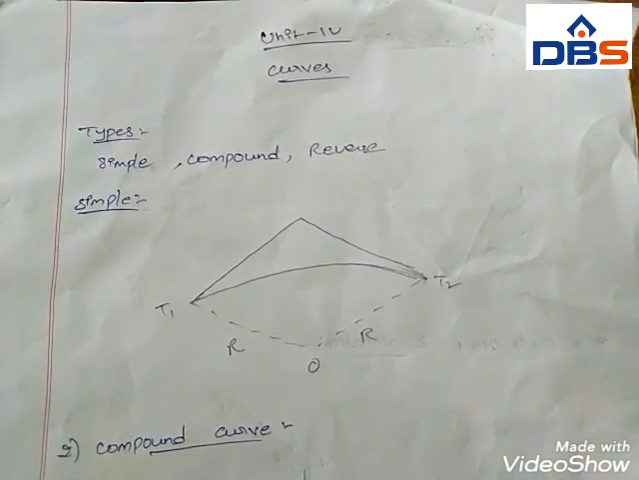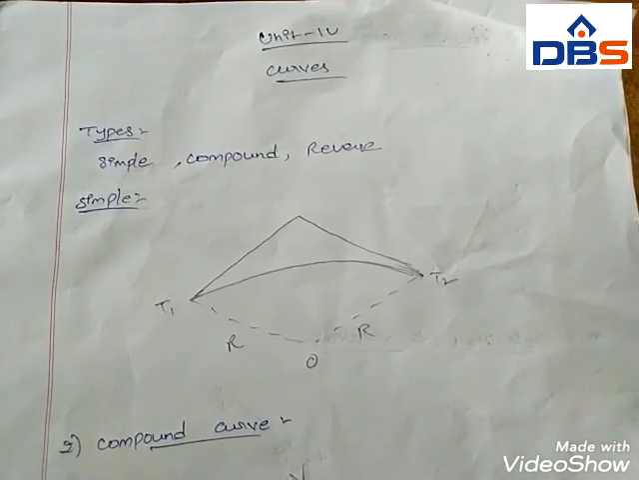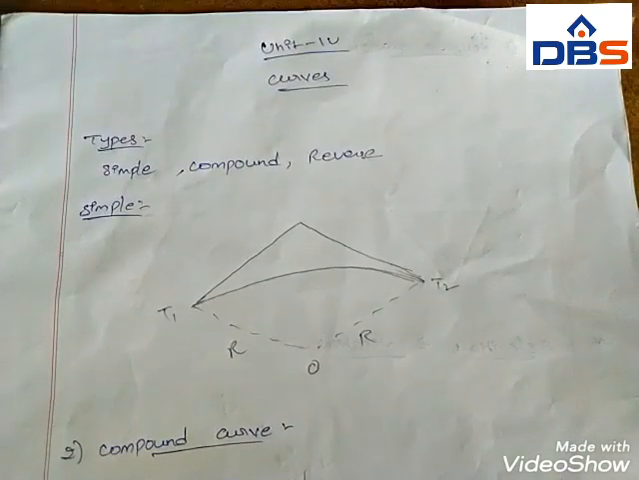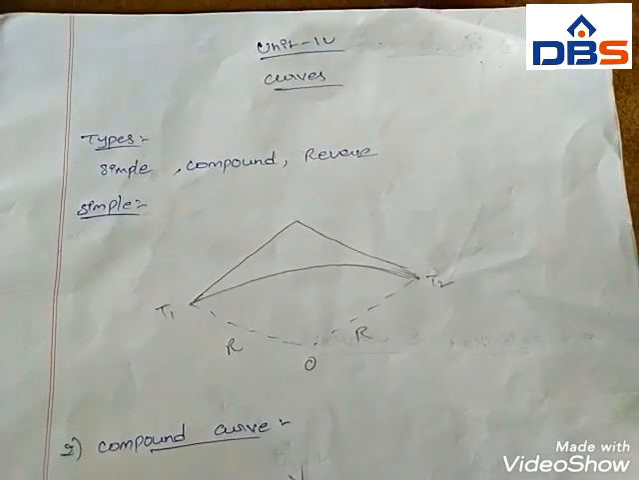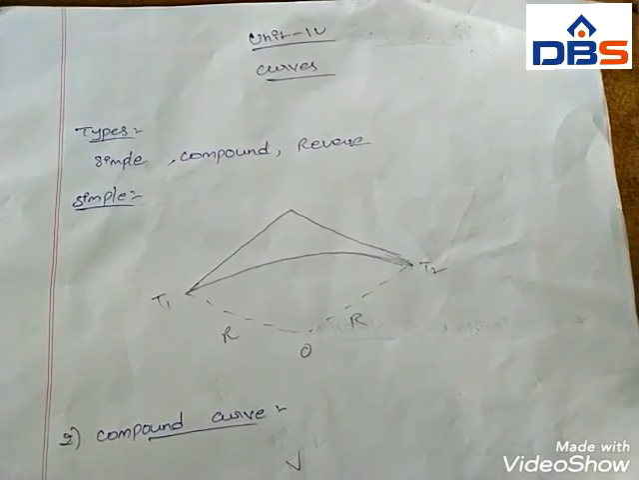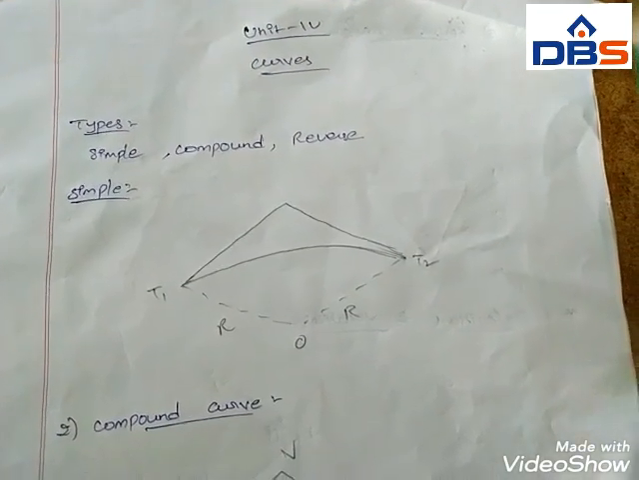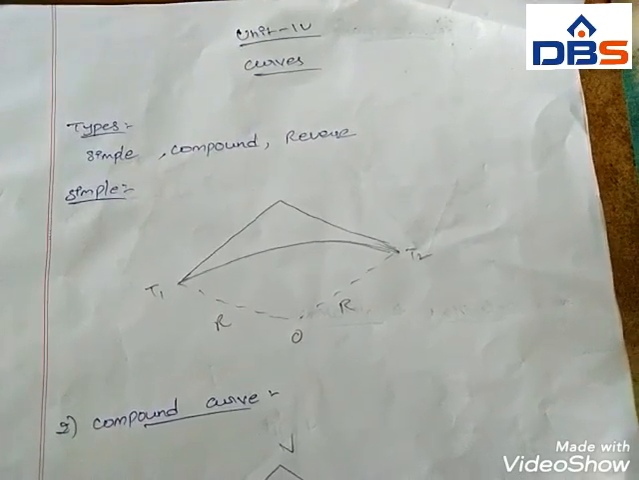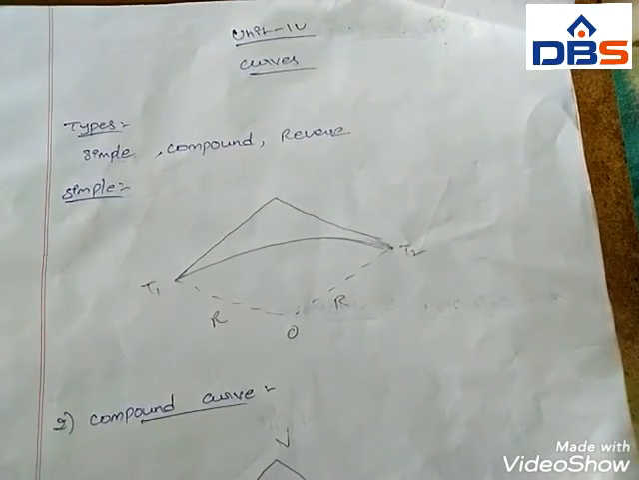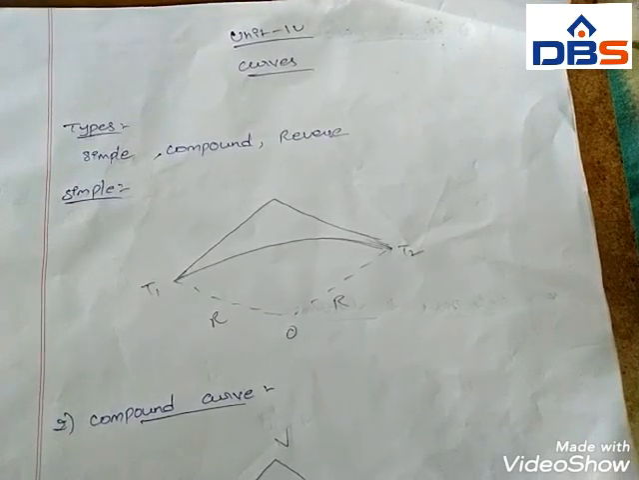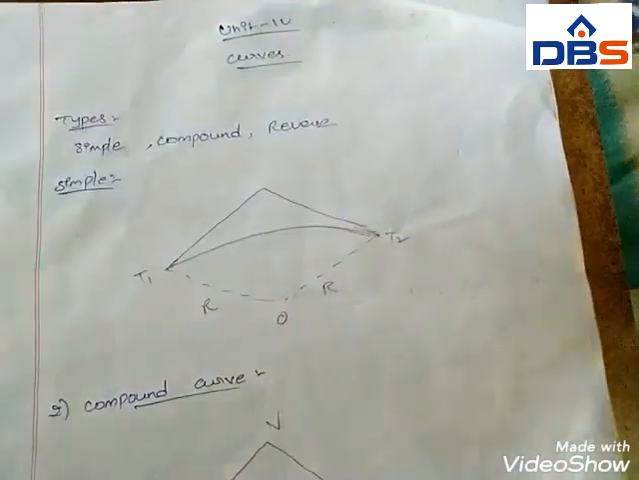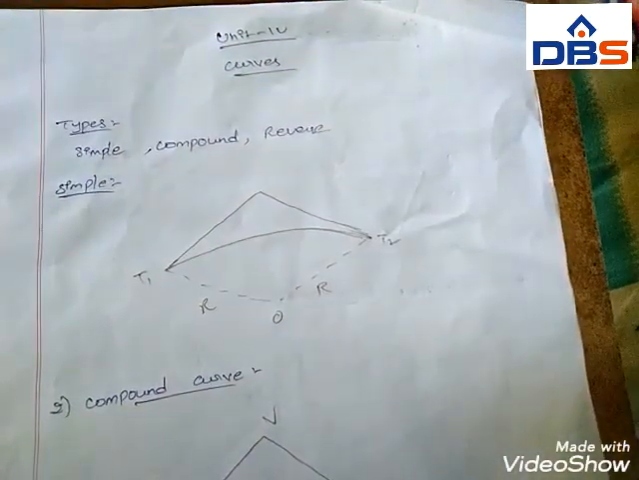Today my topic is about curves, which is a part of surveying. Curves are generally used in highways and railways where it is necessary to change the direction of motion. A curve may be circular, parabolic or spherical, and it is always tangential to the two straight directions. There are three types of curves: simple curve, compound curve and reverse curve.